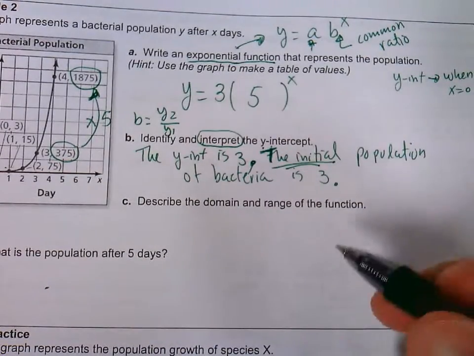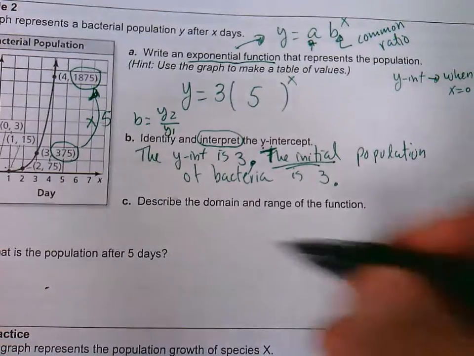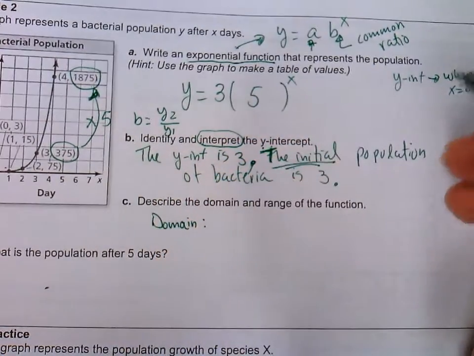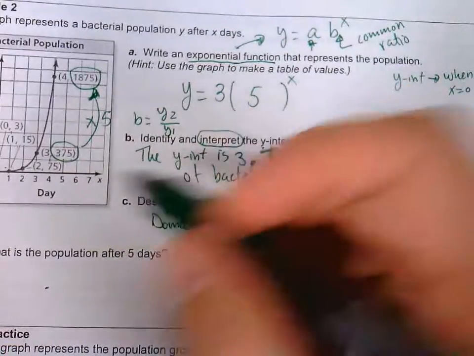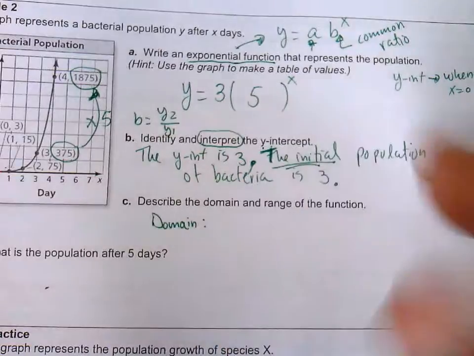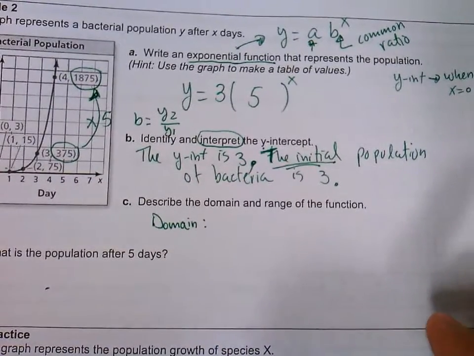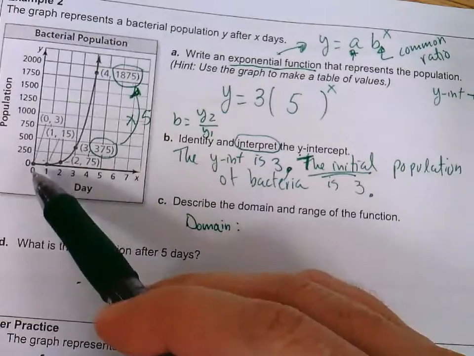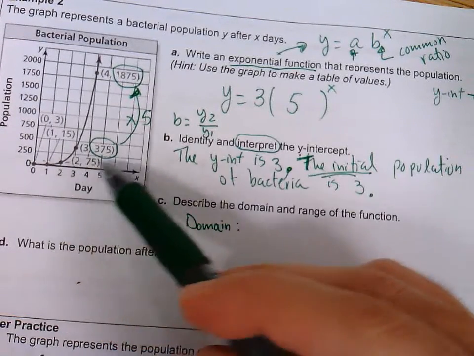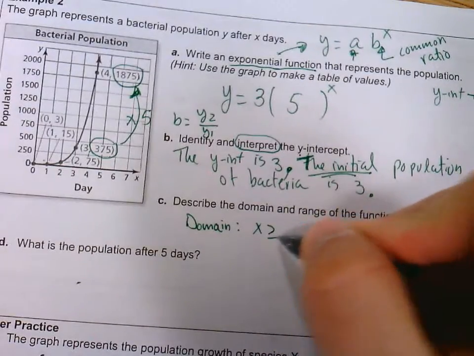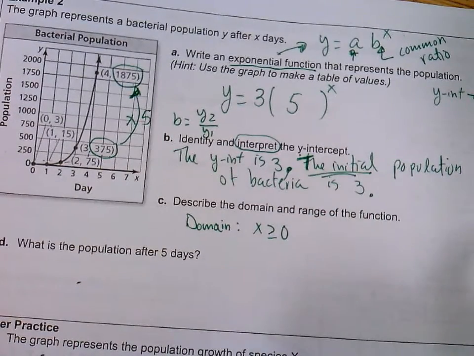Let's dive into the last two parts. It says describe the domain and range. We know that the domain is about my x's. In this graph, all the possible values of x start from 0, and they continue all the way to infinity. So I can just write it as x is greater than or equal to 0.